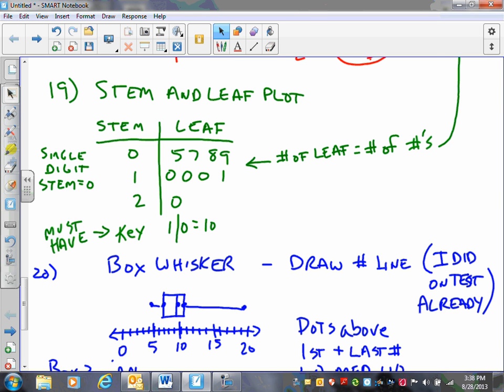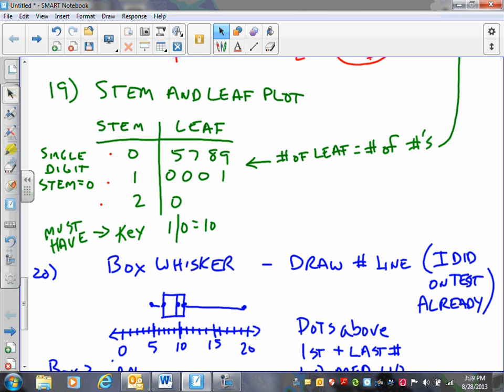So we have a stem of 0. We got a stem of 1. We got a stem of 2 because that would be our 20s. So 0, then 5, 7, 8, and 9. In the tens, we had 3 tens. So 1 with 3 zeros, and then we had an 11. So 1, 1 right there. We only had 1 number in the 20s, and that was 20. So 2 on the stem side and 0 on the leaf side.